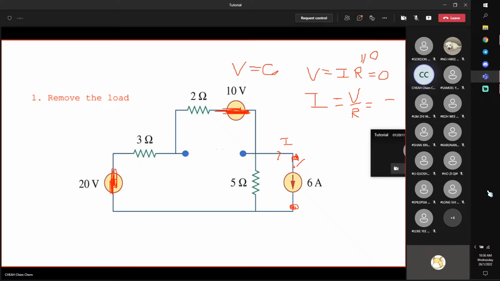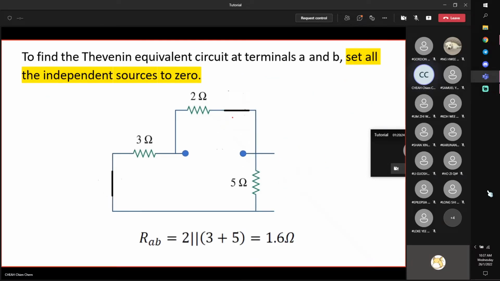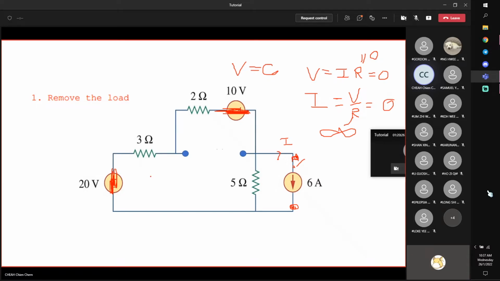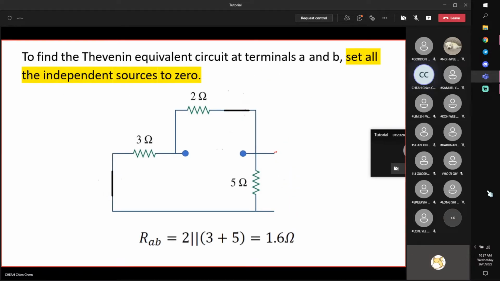So your current becomes 0 when this is infinite. You can't flow through it anymore. When you open it, it means that it's air, right? Infinite resistance. Therefore, my circuit becomes this. I short these two sources. I open this terminal.